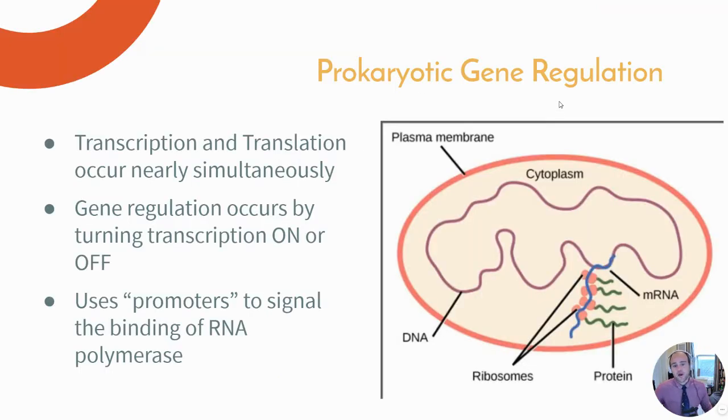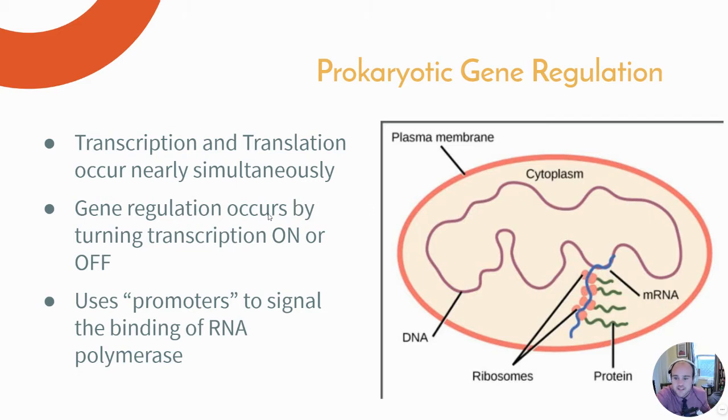And how are they going to do it? Well, because there aren't as many membrane-bound organelles and not as much happening on the inside of the cell, we're going to have some simpler rules here. It's important to note that transcription and translation occur nearly simultaneously. So as you see in the picture here, as mRNA is being transcribed off of the DNA, it's immediately entering into these ribosomes to make that protein.